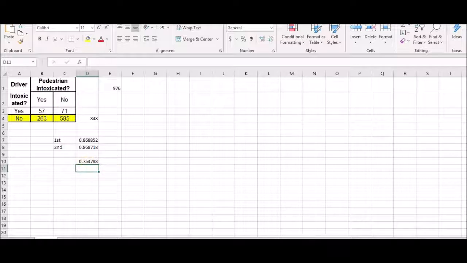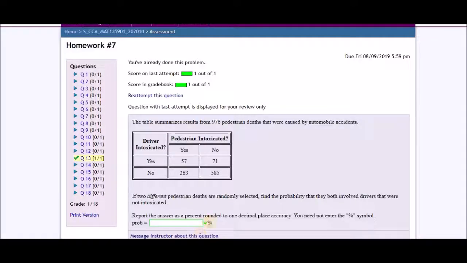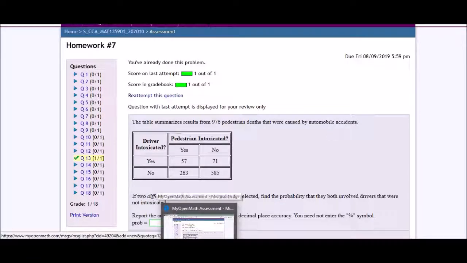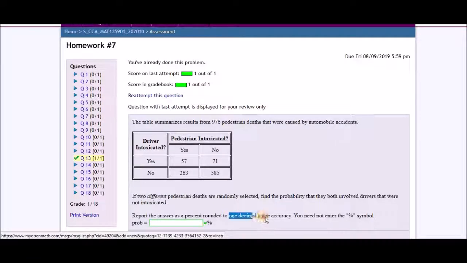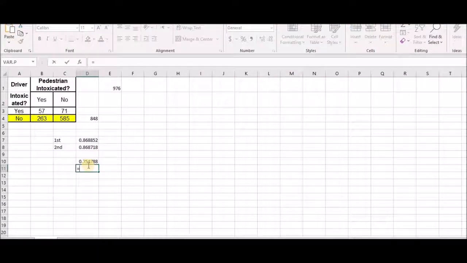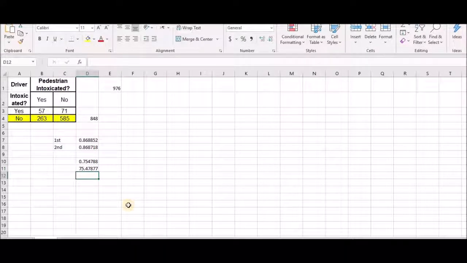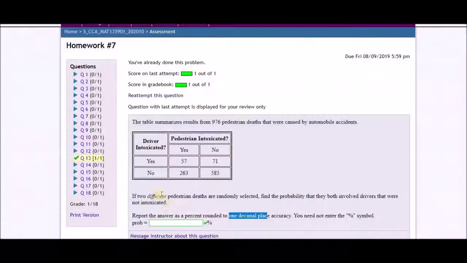And if you notice, the answer has a percentage symbol. That means I will need to multiply my answer by 100, and I have to round to one decimal place. So I'm going to do that. I'm going to say this number times 100, and then I'm going to round to one decimal, so 75.5 is the answer. So I'm going to go here and say 75.5, and that is the probability that I'm looking for.